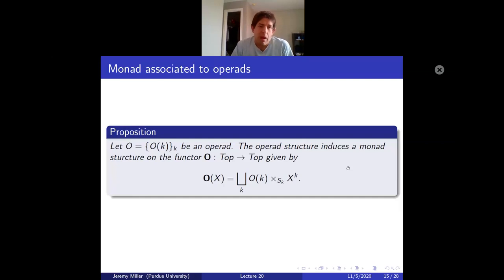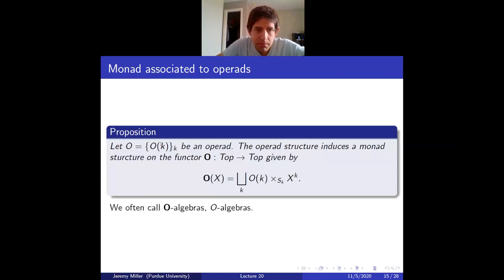Okay, and then the proposition is that if O is an operad, the operad structure induces a monad structure on the associated functor. So, given any symmetric sequence, you get a functor, and then what's the extra data you need to make this functor a monad? You need an operad structure on the symmetric sequence. And this is like a bookkeeping theorem, so I'm not going to say anything about the proof.